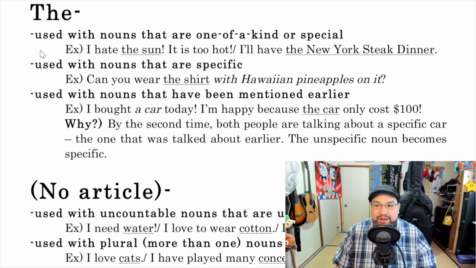Now, the has many. It is used with nouns that are one of a kind or special. I hate the sun. I love the sun, honestly, but some people don't like the heat. I like the sun. The because there's only one sun. There are many stars, but there's only one sun. It is too hot. I'll have the New York steak dinner. In this case, this is a special dinner at a restaurant, so it is special. So, the New York steak dinner.